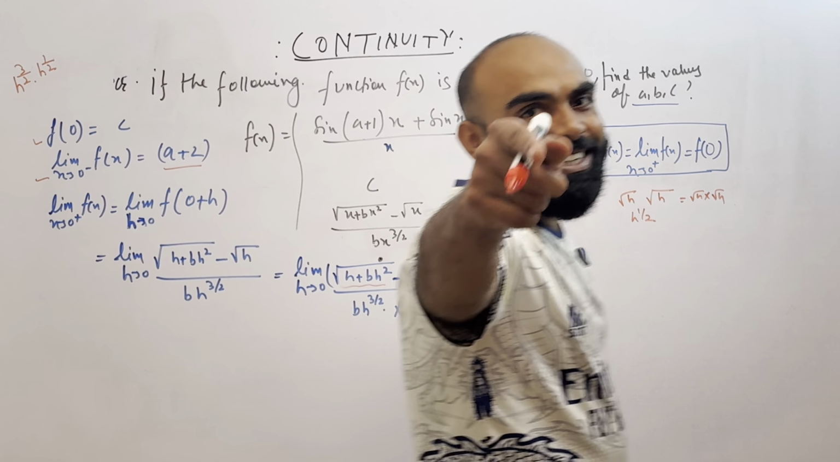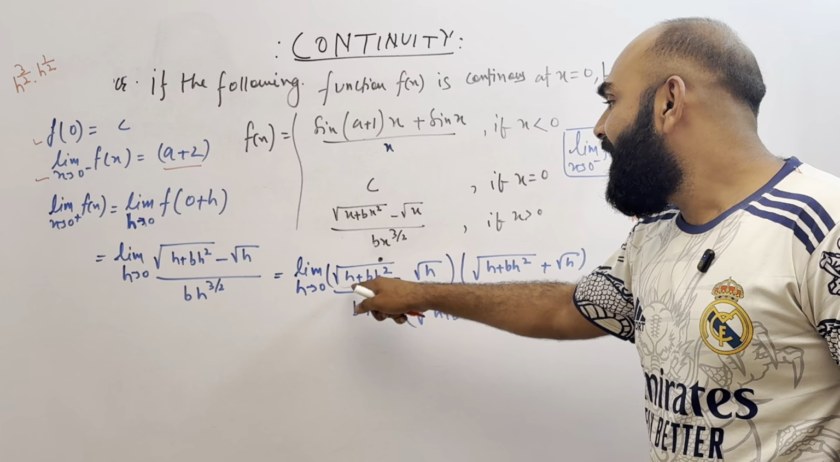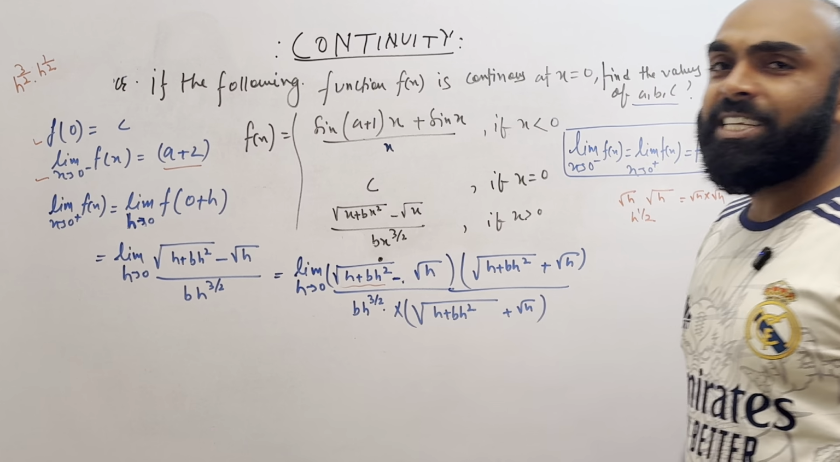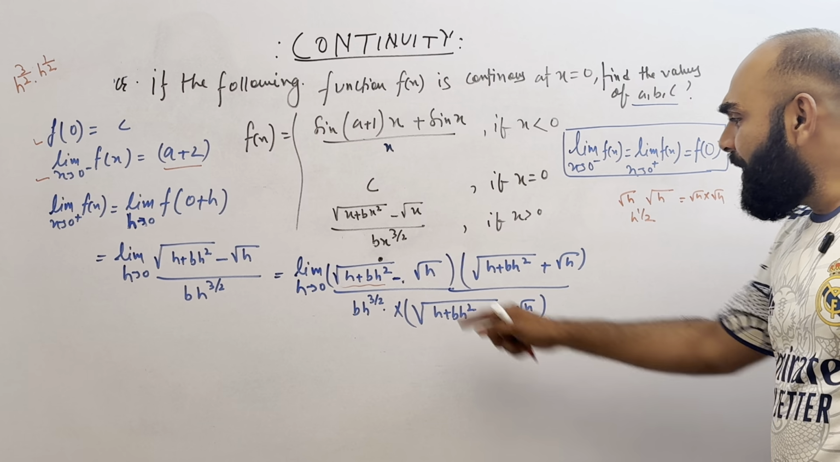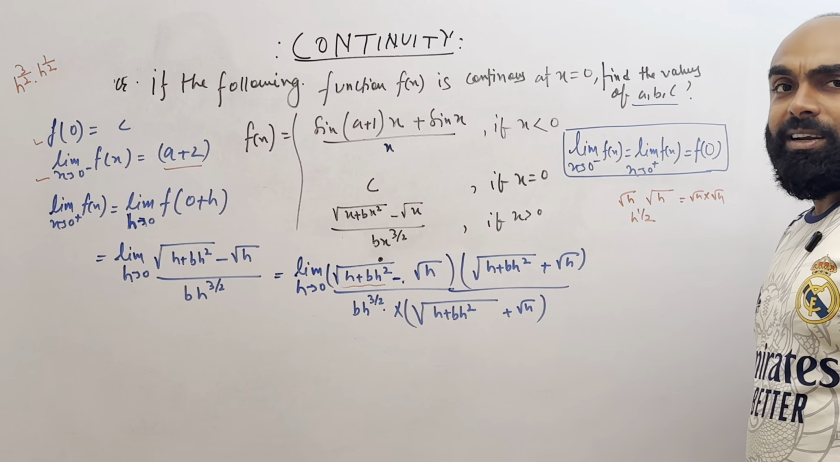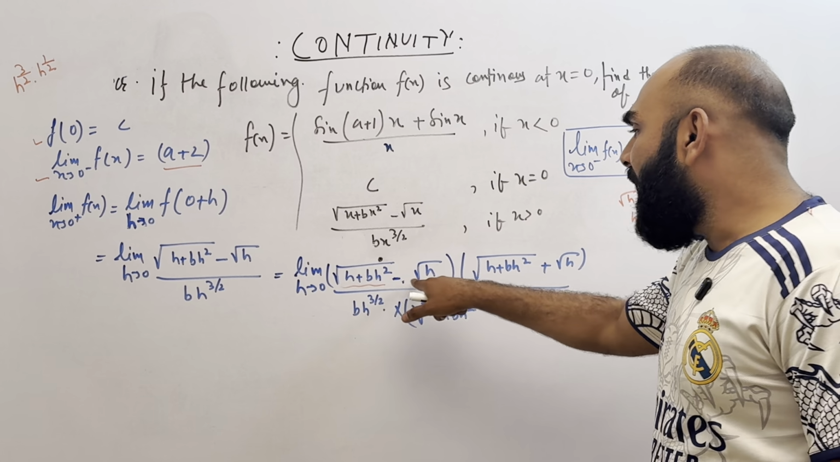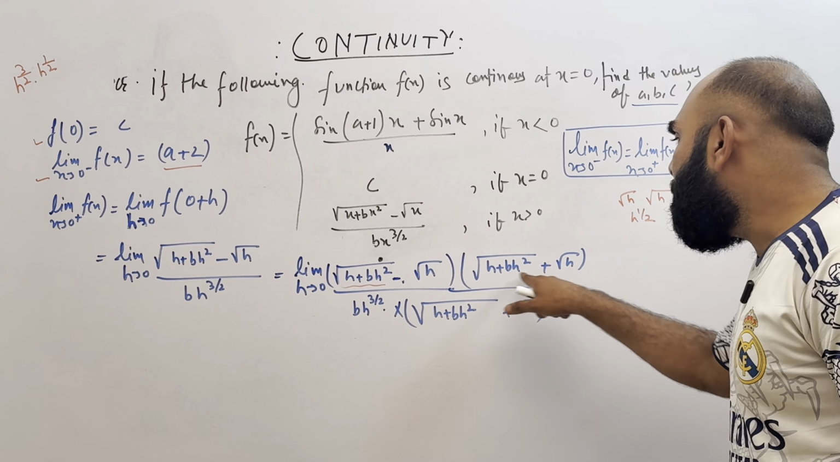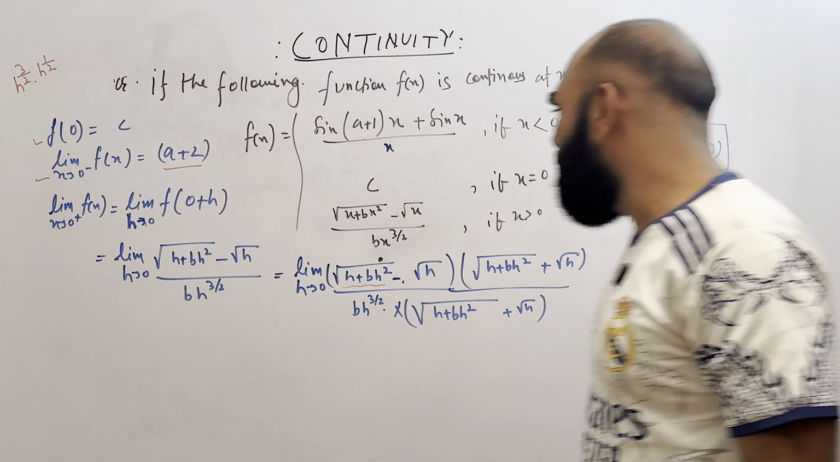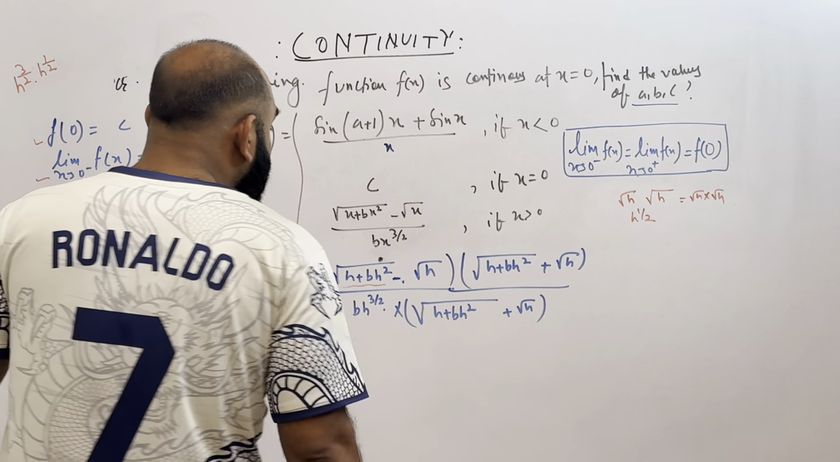Yes. Your a is root over h plus bh square. And sir, my b is complete root h. Complete root h is your b, and complete root over h plus bh square is your a. Sir, a minus b into a plus b means a square minus b square. Yes, a square minus b square means, sir, I will write like this one.